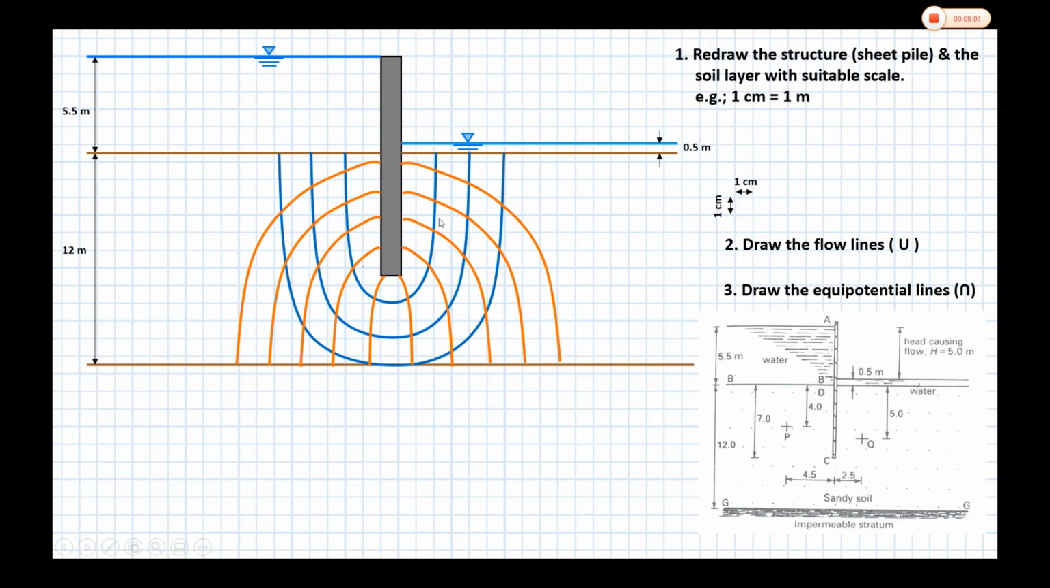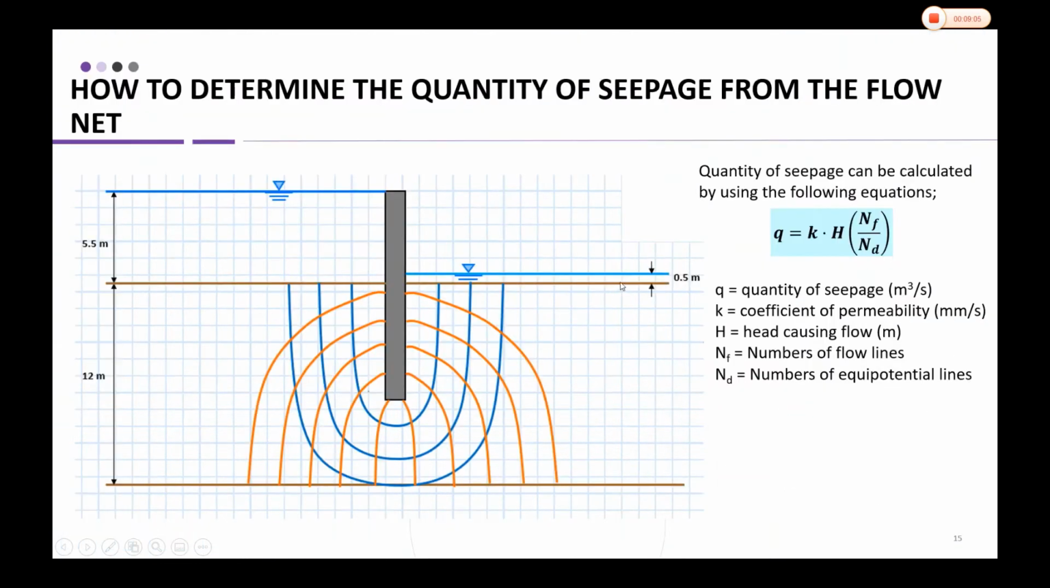Now we complete the equipotential line. Alright, so now after we have the flow net, we need to determine the quantity of seepage from the flow net. To get the quantity of seepage, it can be calculated by using the following equation. We have Q equal to K times H times NF over ND.